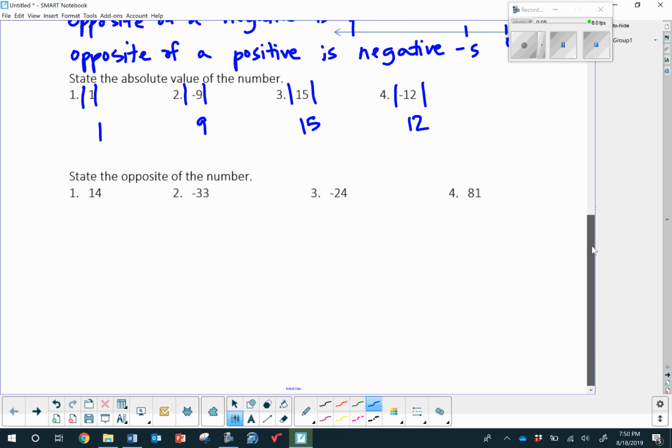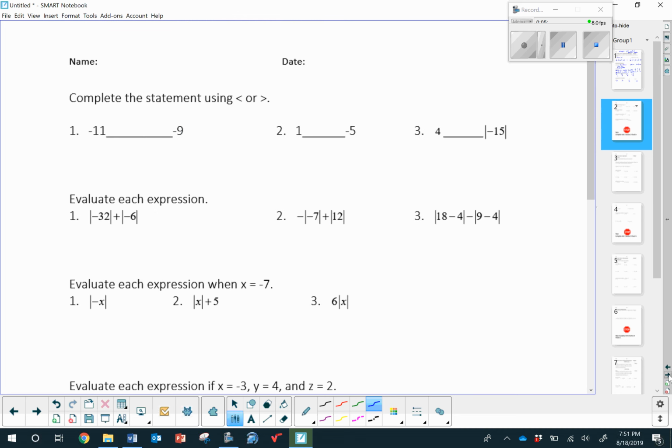Our next section wants us to look at the opposite. So again, the opposite of +14 would be -14. The opposite of -33 would be +33. The opposite of -24 is 24. The opposite of 81 is -81. All right, make sure you have those definitions for absolute value and opposites. If not, go ahead and pause it and make sure that you get those down correctly.